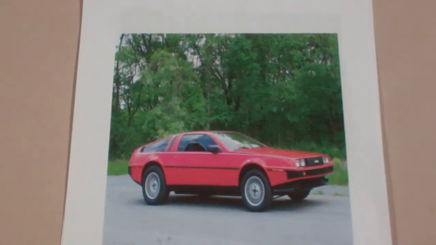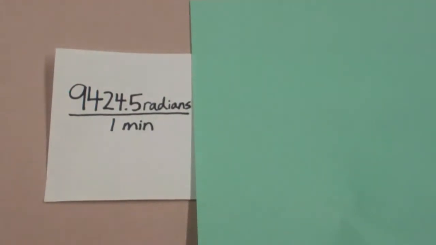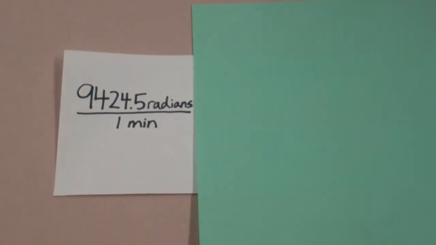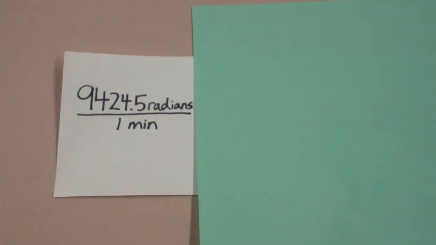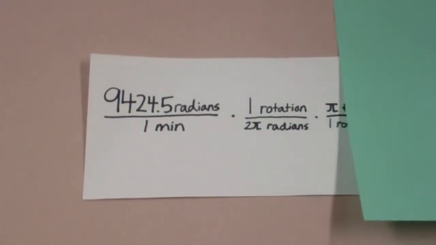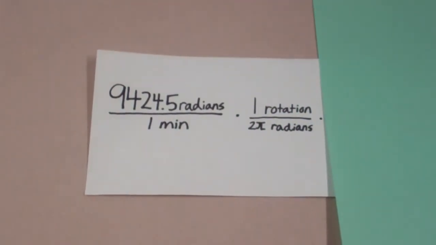There's no guarantee, Marty, and that's why we're going to do the calculation now. We're going to set up a series of conversion factors to change this angular speed, 9,424.5 radians per minute, to a linear speed in miles per hour. Then we can check if it's greater than 88 miles per hour. We already know that a full rotation is 2 pi radians from the definition of a radian. We can write that into our statement right off the bat.